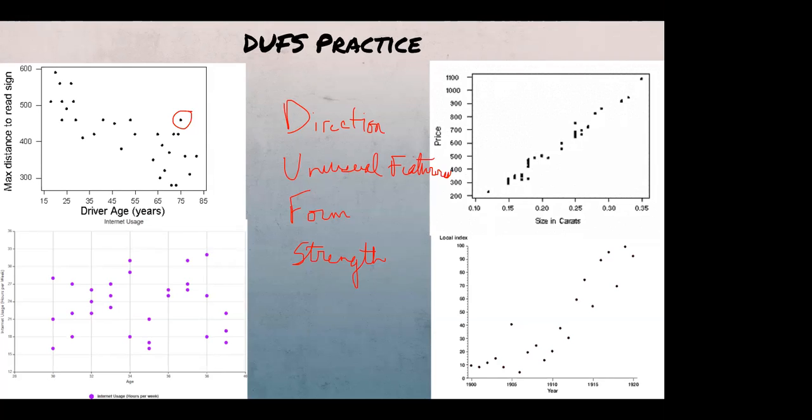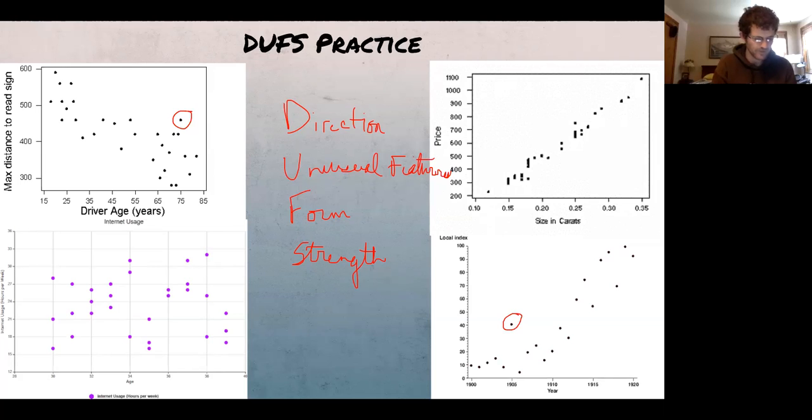So I would have said that there's a positive direction, an outlier at 1905 and 40. The form seems to be nonlinear, and the strength is like moderate to weak. Okay. So I'll just assume that that covers maybe the different opinions on this. No one thinks it's a negative trend. And maybe you do or don't agree that's an outlier. But I think the big thing with this one is, is it linear or nonlinear?